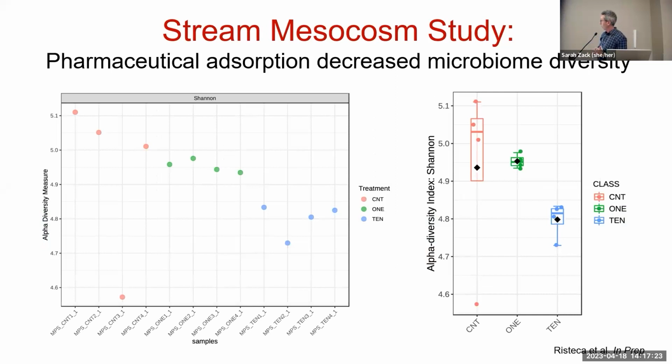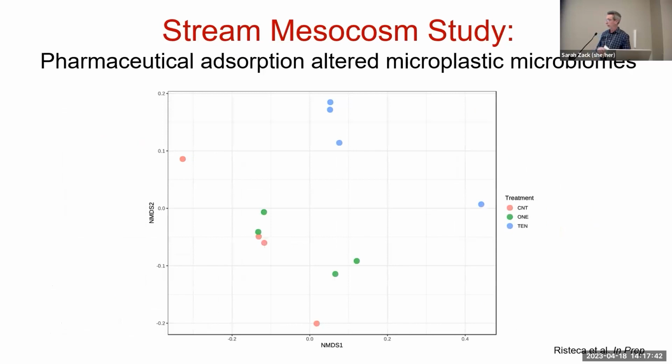So these data show the alpha diversity data for my bacterial communities. And so you can see as we go from left to right, we're going from control to the low pharmaceutical concentration to the higher pharmaceutical concentration. So again, the adsorption of the pharmaceuticals to the plastic is affecting these microbial communities. It's decreasing their diversity. And again, we saw significant shifts in the composition of the communities. The blue dots represent the high pharmaceutical concentration. The red are the controls, and the green are the lower concentration of pharmaceuticals. So again, the adsorption of the pharmaceuticals is affecting the composition of these communities.